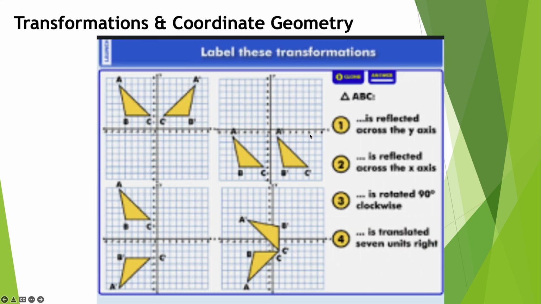So let's label each of these transformations, and we're going to get a little hint as to what we're doing today since we're working in the coordinate plane. So you have four choices, 1, 2, 3, and 4, and it can be reflected across the y-axis, reflected across the x-axis, rotated 90 degrees clockwise, or translated 7 units to the right. Go ahead, let's try to work them all out.